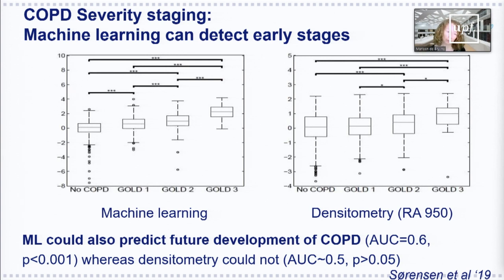And even though the model was only trained on recognizing current COPD, it was not trained for staging, and it was not trained for disease progression prediction, it could also predict future development of COPD, whereas densitometry could not. And we expect that if we would train it to predict future development, it might be even better.